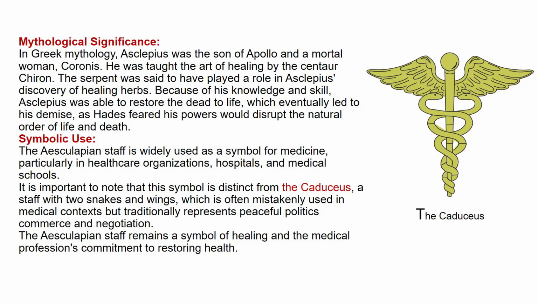The Asclepius staff is widely used as a symbol of medicine, particularly in healthcare organizations, hospitals, and medical colleges. It is important to note that this symbol is distinct from the caduceus, a staff with two snakes and wings. This is often mistakenly used in the medical context, but traditionally represents peaceful politics, commerce, and negotiation. The Asclepius staff remains a symbol of healing and the medical profession's commitment to restoring health.